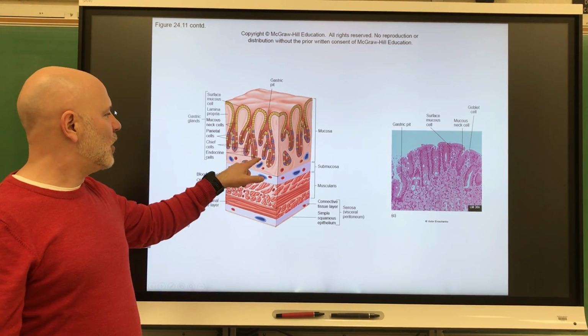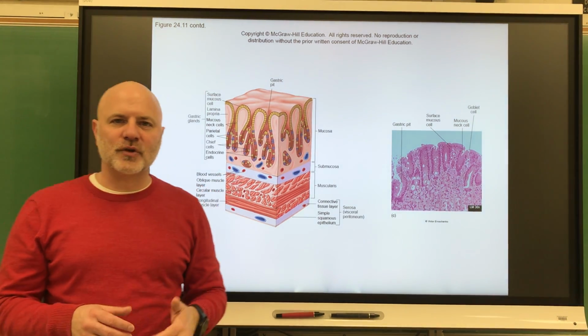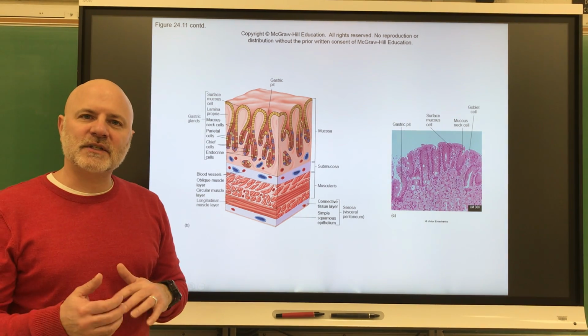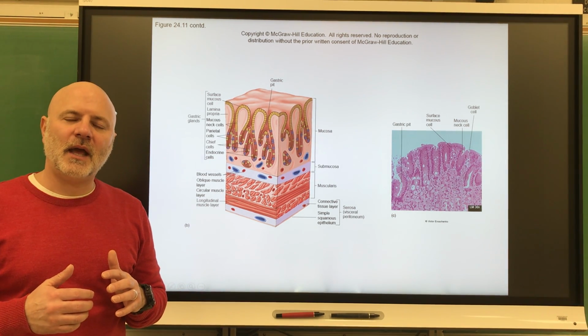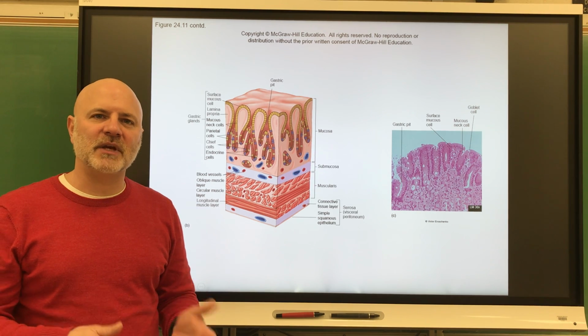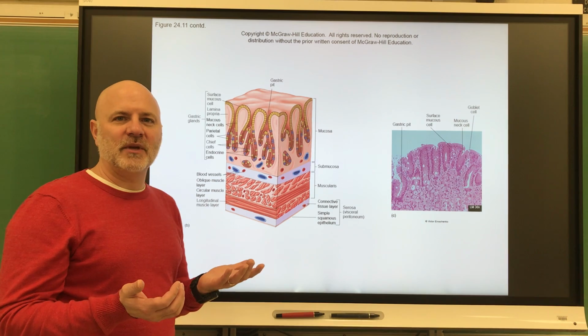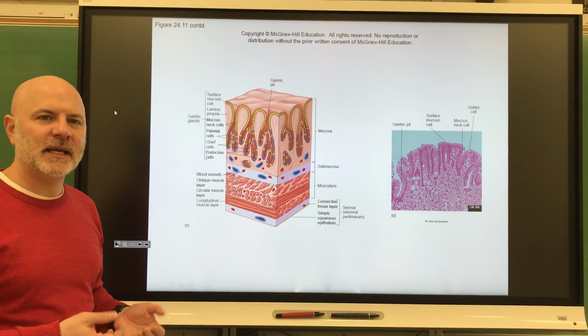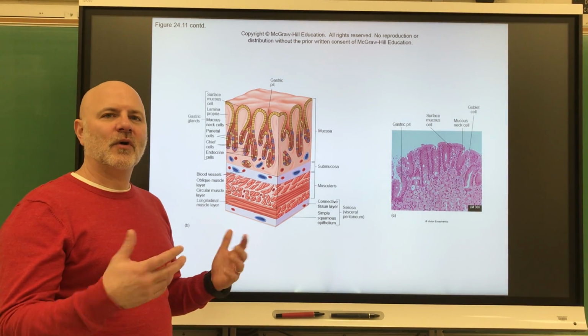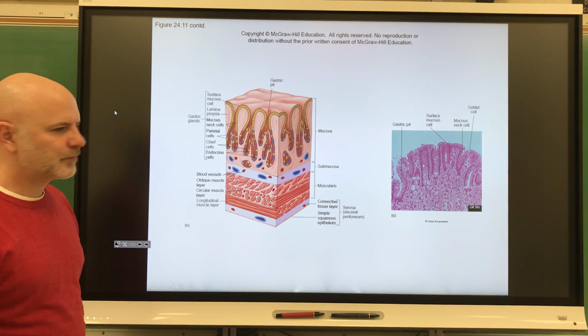These parietal cells also secrete what is known as intrinsic factor. Now, intrinsic factor helps our small intestine absorb vitamin B12. Okay? So by doing that, we can absorb that vitamin B12, which is necessary for making DNA, which is necessary for all of our cells. Okay?